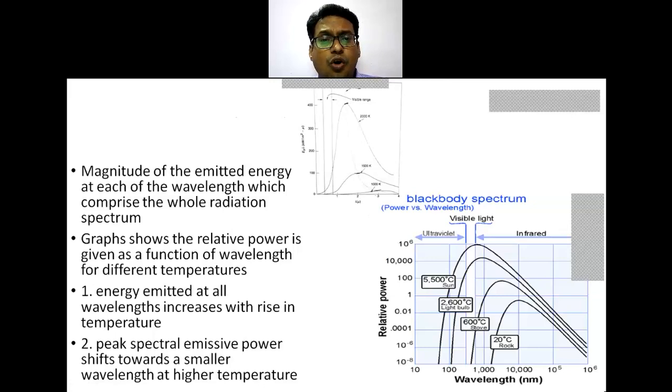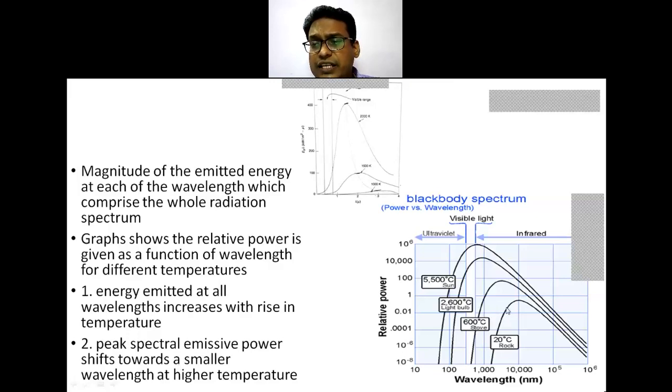And this is the magnitude of the emitted energy at each wavelength, which comprises the whole radiation. This is the graph, that is relative power given as a function of wavelength for different temperatures. Now this is the visible region that is observed. The energy emitted at all wavelengths increases with the rise in temperature. This energy emitted, E_b lambda, is nothing but the emissive power, that is the energy released, and it increases with the increase in the temperature. And the peak spectral emissive power shifts towards a smaller wavelength at a higher temperature.